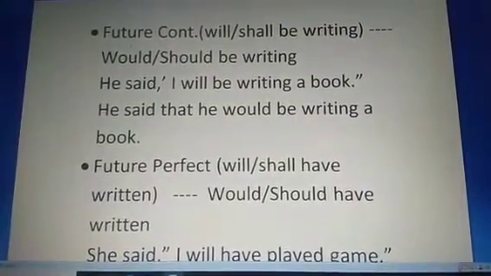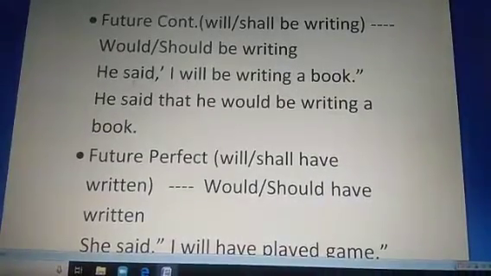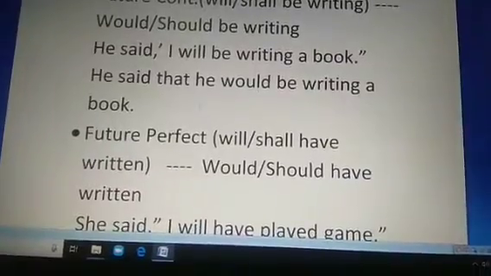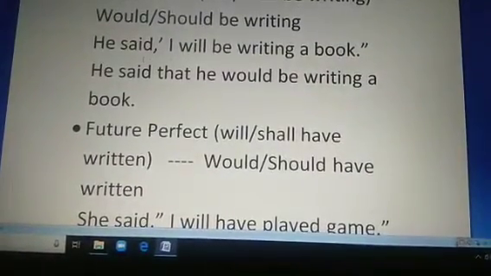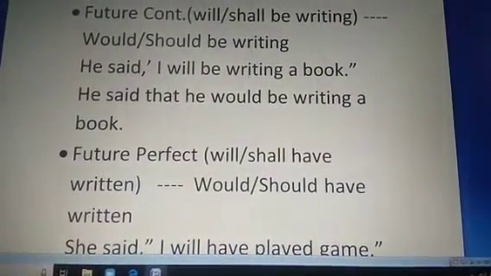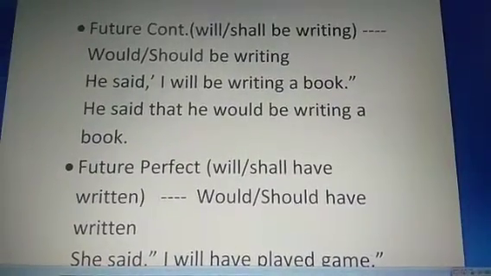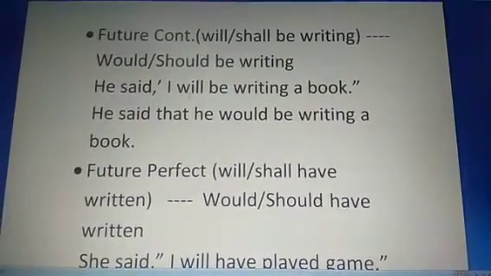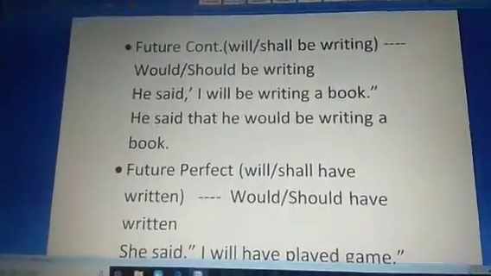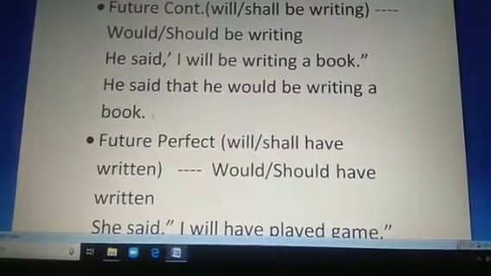Now, future continuous will, shall be writing will be changed into would, should be writing. And the example is, he said, I will be writing a book. He said that he would be writing a book. Now, said is the reporting verb, which is in past tense, and I will be writing a book is the reported speech. So, as per rule, will be changed into would. And when this direct speech is converted into indirect speech, it reads like, he said that he would be writing a book, and this one is an indirect speech.